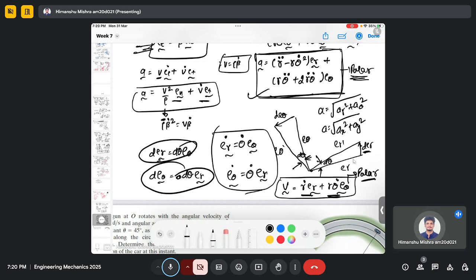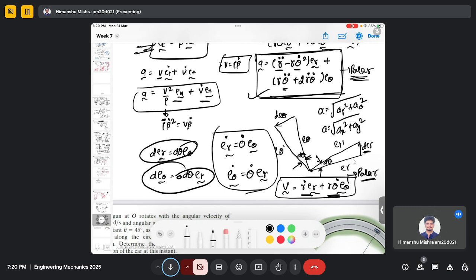So let's solve a few problems based on that. Basically, in this kind of problem, it's a formula-based question. In each problem you need to identify r double dot, theta dot, and theta double dot, and just substitute into this equation. It will be a pretty straightforward problem.